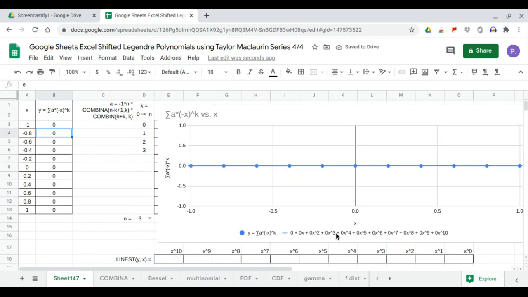And here's the trend line equation, which is the shifted Legendre polynomial to the degree 10. And the trend line of the shifted Legendre polynomial. Next, we complete the coefficient.